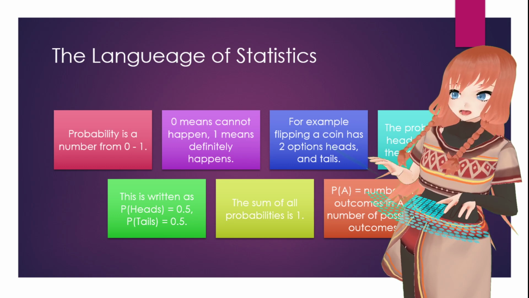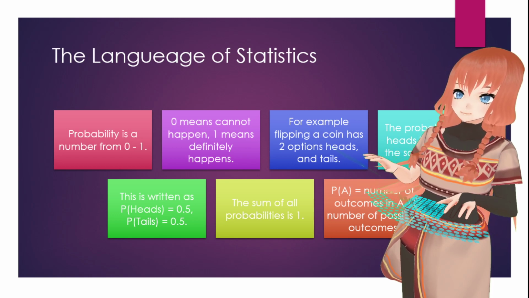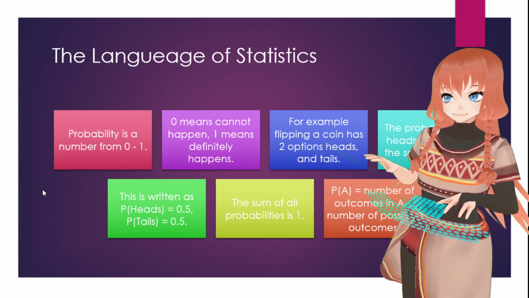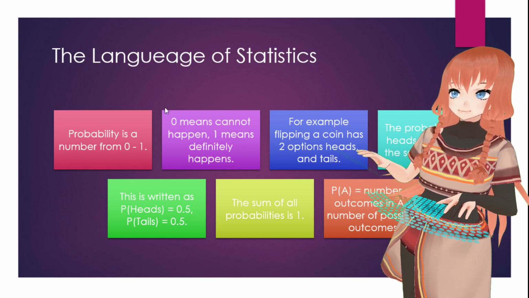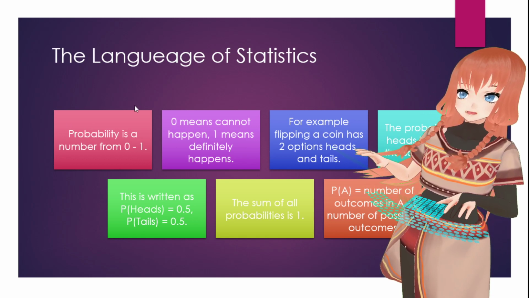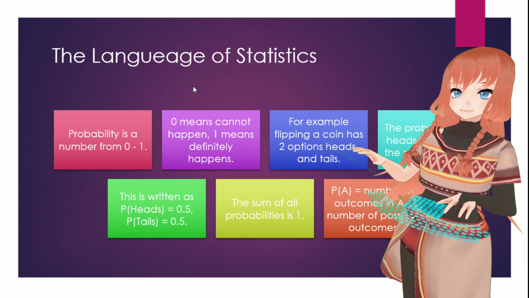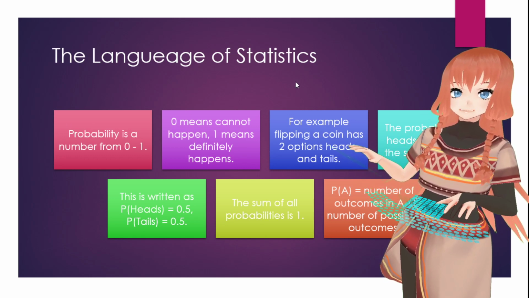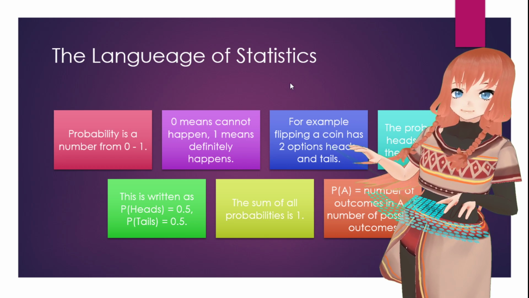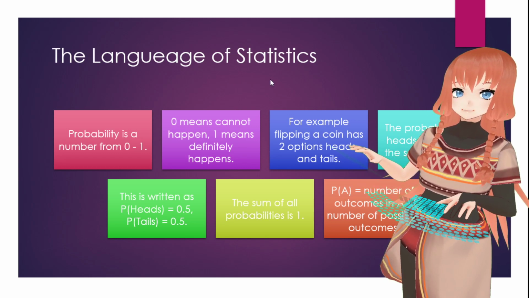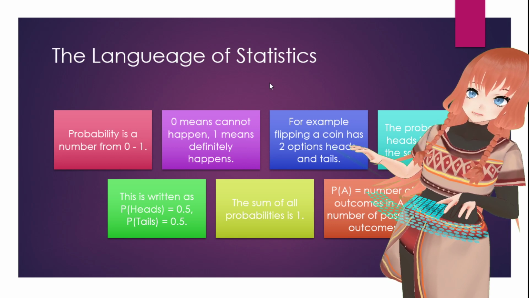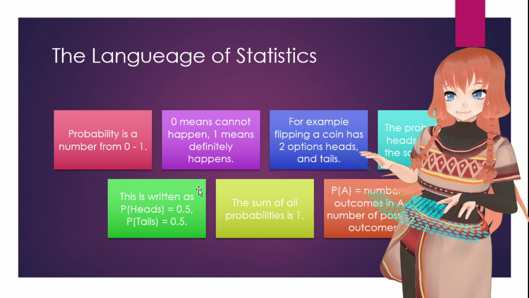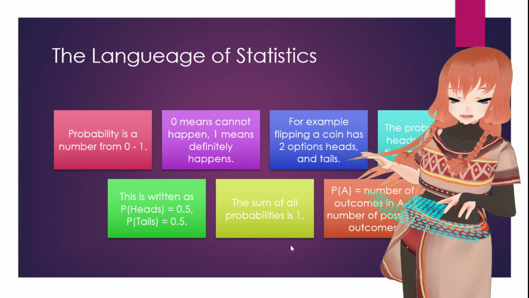Let's have a look at the language of statistics and see the terminology that we're going to be using. Probability is always measured between 0 and 1. 0 is something that cannot happen, and 1 is something that will definitely happen. For example, flipping a coin has two options, heads or tails, each with a probability of a half. You'd write this as P(heads) = 0.5 and P(tails) = 0.5. The sum of all events equals 1. It must have a probability of 1.